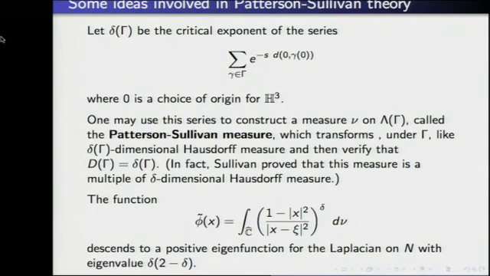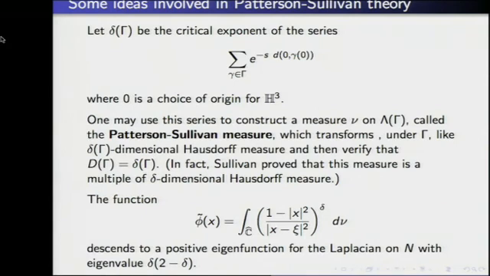But the key thing about this is it transforms just like δ-dimensional Hausdorff measure under the group. So it gives you a measure, or really more a class of measures. If we wanted to use the word, a conformal density, it transforms like δ-dimensional Hausdorff measure. And then Dennis used this to prove that, in fact, it is a multiple of δ-dimensional Hausdorff measure. Okay, so this tells you that the Hausdorff dimension is the critical exponent.